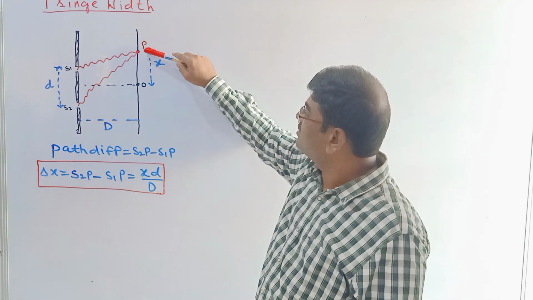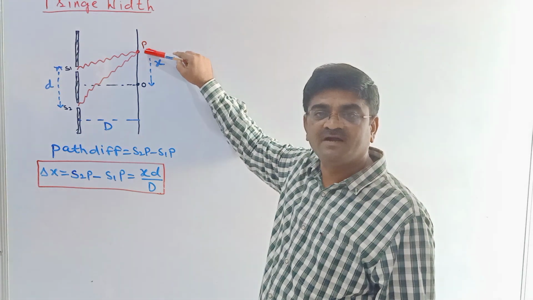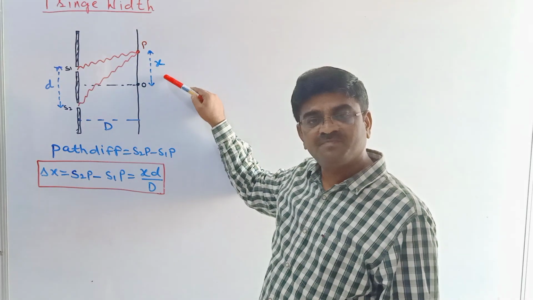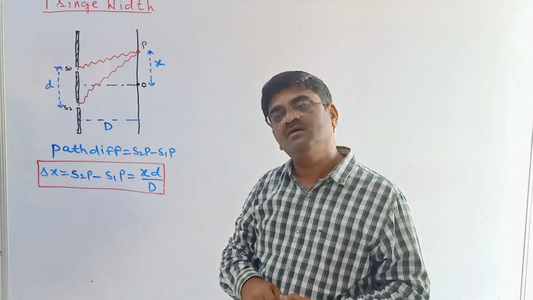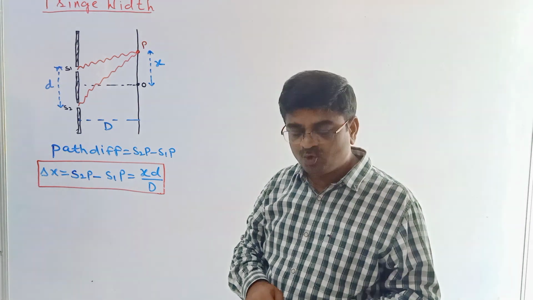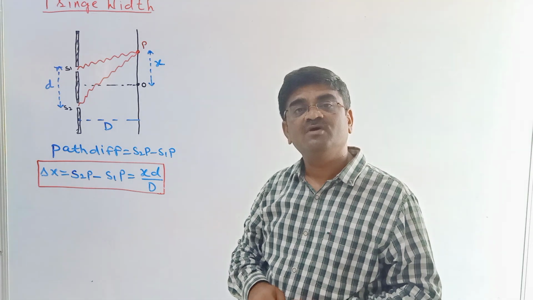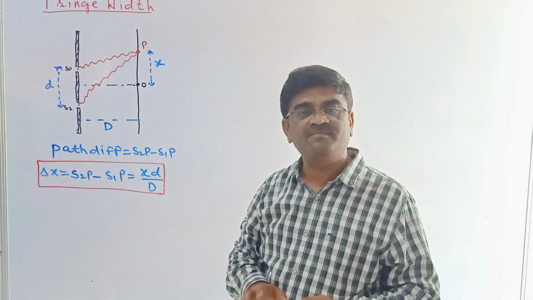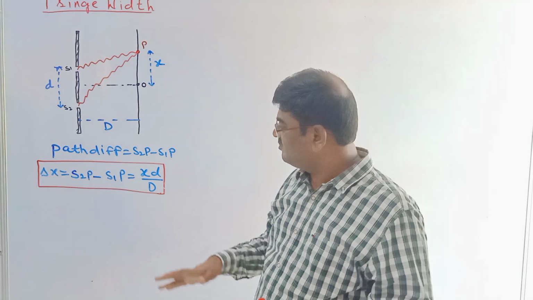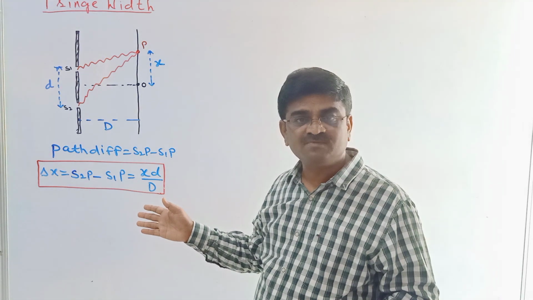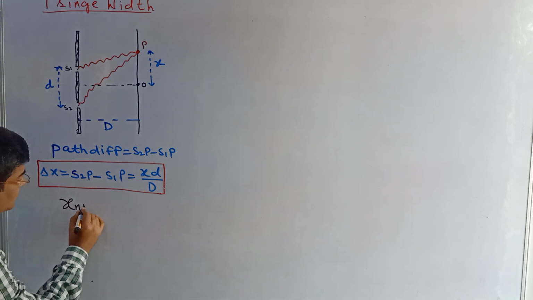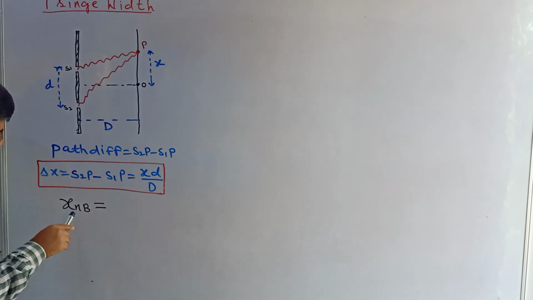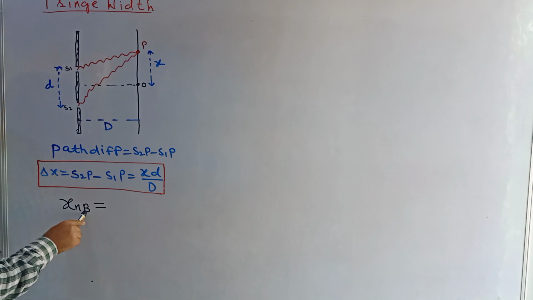Say at P, I have got some nth bright band, so this distance X will give me the position of the nth bright band. So I should know which will guide me to know the distance of either bright band or dark band from the center of the screen. And by following certain simple steps, the formula as I write here is X_nB, n for the number of that fringe, nth fringe, nth band, and B for bright.